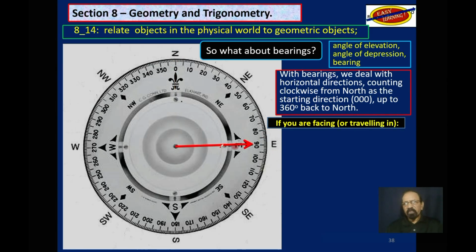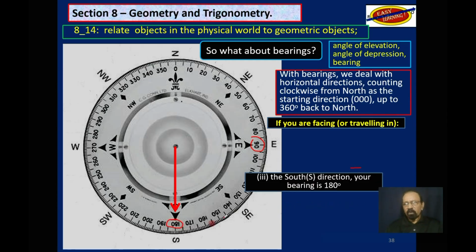Or let's say you are facing this direction. It is east based on this compass. But what is the bearing? As you could see, there is a 90 there, but normally you use 3 digits, so it is 090 degrees. So what about this direction? You are facing or traveling in this direction. Again, you could see a 180 here. Now this has 3 digits. So if you travel south, the bearing is 180 degrees. So south direction and 180 degrees bearing, they are the same.